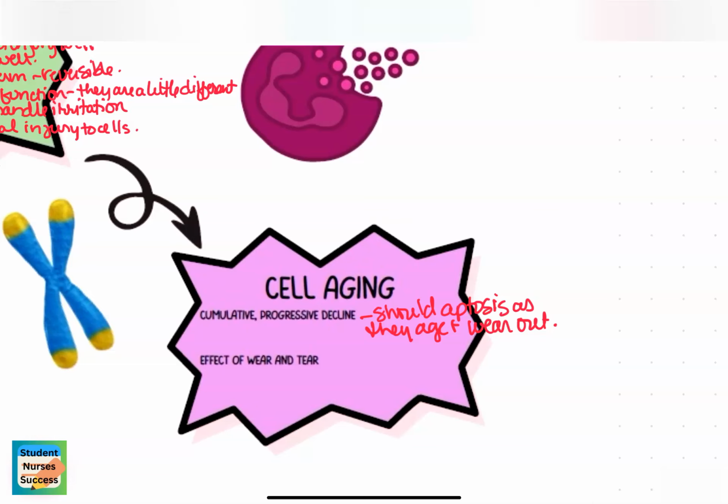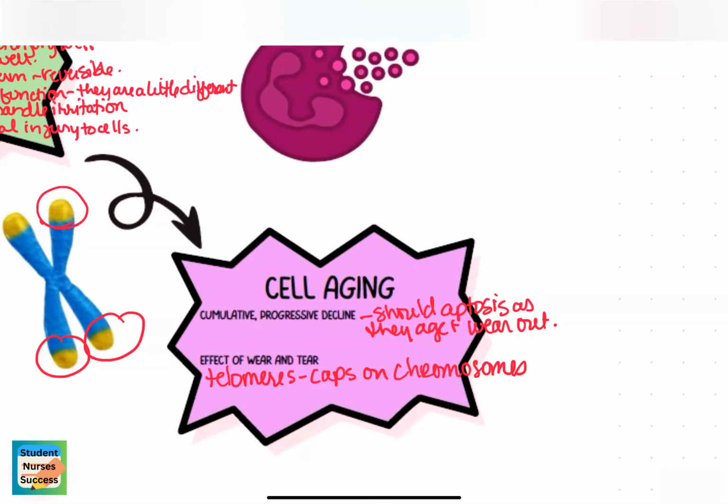Now, we also know that cells have what we call telomeres on them, and telomeres are actually caps on the ends of chromosomes. So you can see in this picture here, these telomeres actually are protective and they should protect that chromosome. However, they do wear out over time, and as they wear out, they wear down. And so those telomeres become damaged.